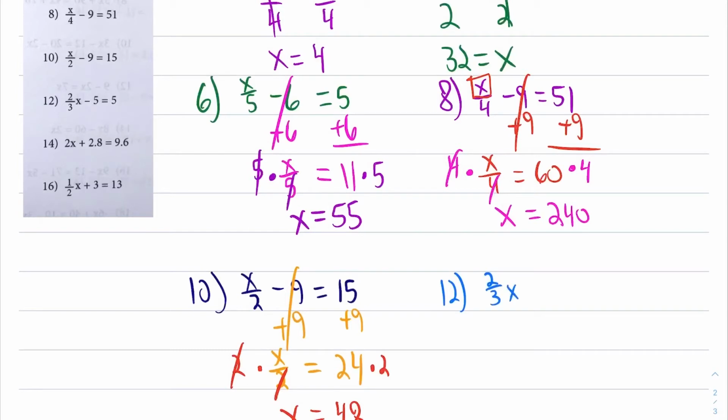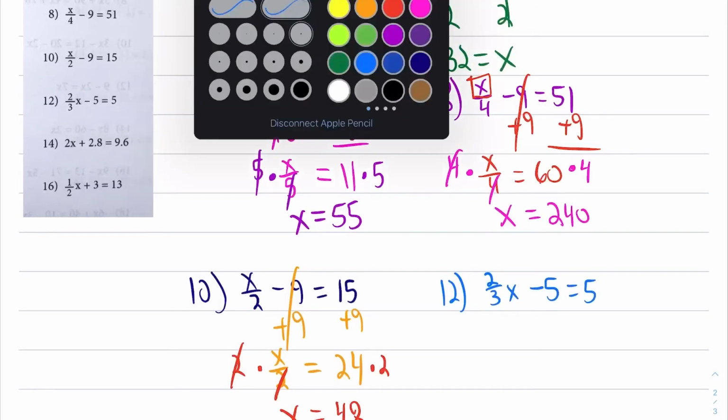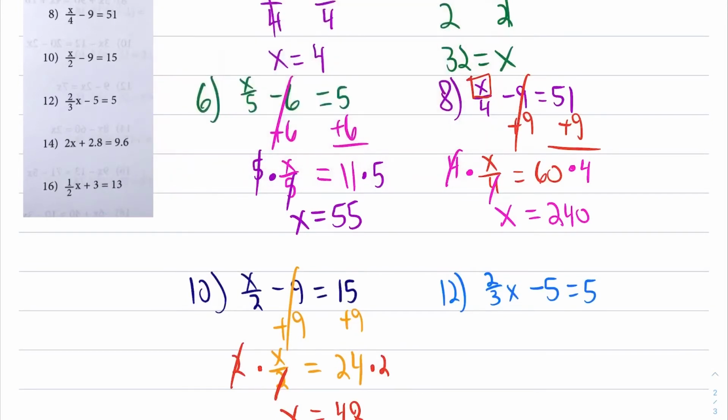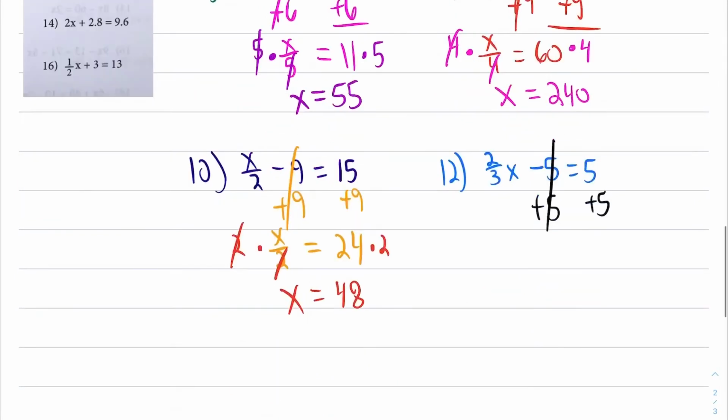Two-thirds x minus 5 equals 5. First thing we're going to do is get rid of the minus 5. We're going to get rid of the minus 5 by adding it. Those become 0. 5 plus 5 makes 10. Two-thirds x is still there.